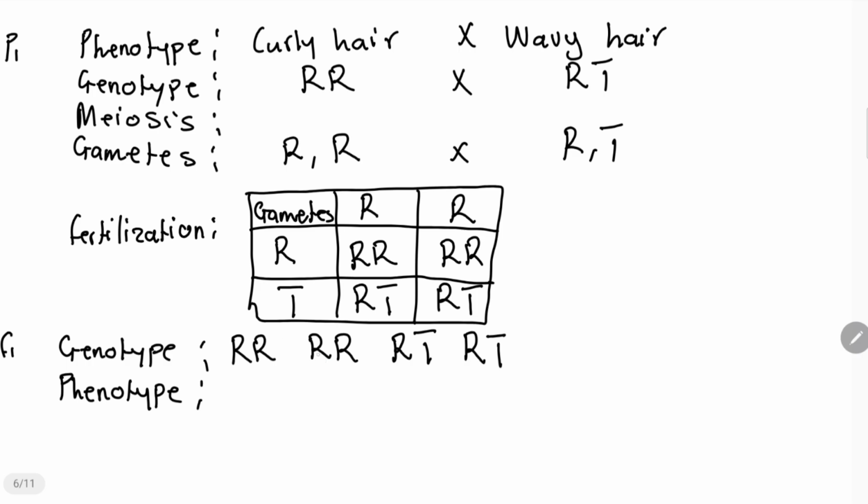Now, we've got 2 offspring here that were produced, and they've got the genotype capital letter R, capital letter R. And we know that when you've got capital letter R, this is going to be curly. So there are 2 curly hair. And we know that when you've got capital letter R, capital letter T, you're going to have wavy hair. So here it is going to be 2 wavy hair. And that is our question answered.